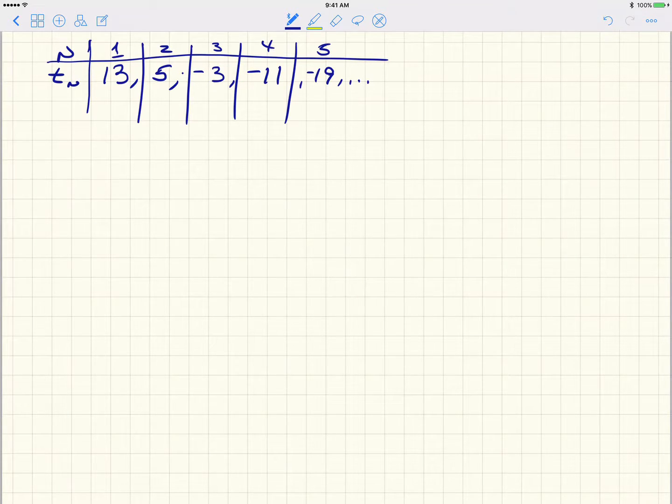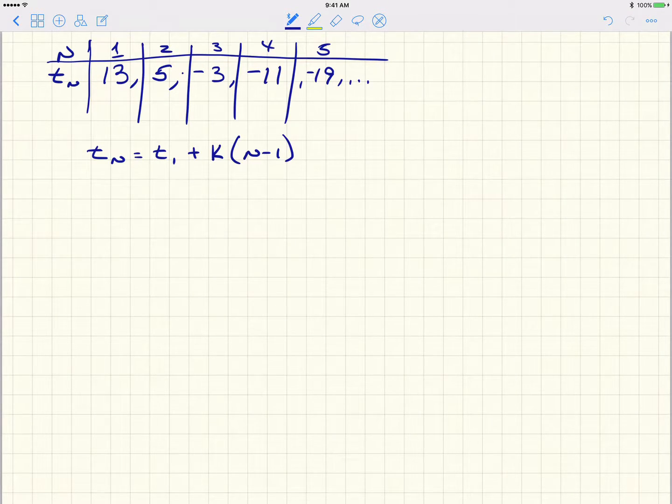Let's write the general equation for an arithmetic sequence. In this case, it's going to be t sub n equals the first term of our sequence, t sub 1, plus the constant difference, we'll call that k for now, times n minus 1. So that's the general form of the equation for an arithmetic sequence.